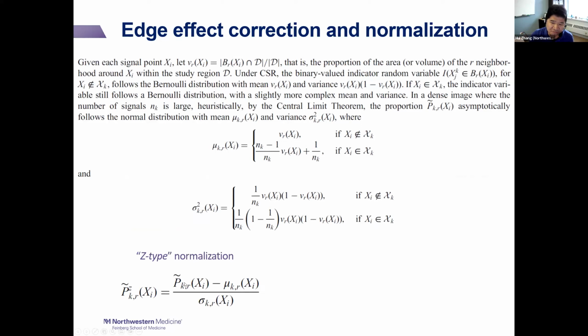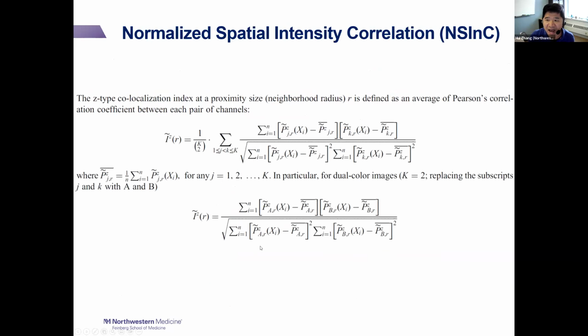That is why we use this value minus the mean and divided by the standard deviation. This gets a Gaussian distribution, and that's called a Z-type normalization. Or we take the ratio to get the normalization. Based on this development, this mathematical improvement that we proved, we defined a new index called the normalized spatial intensity correlation index. We call it the NACC. So for the Z-type normalization, how do we define it?